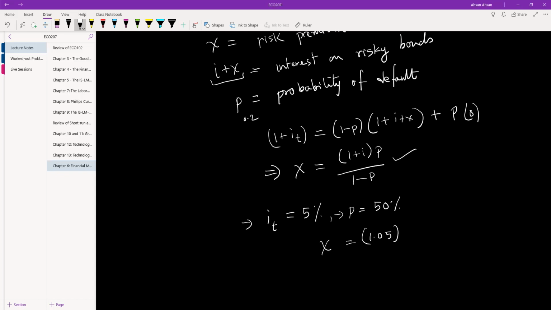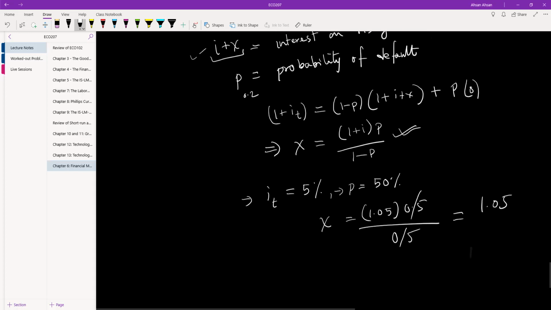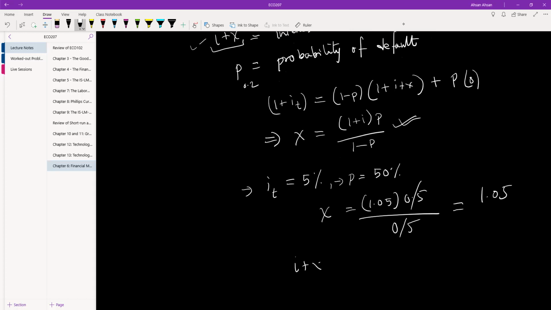Hold on, I just need to check a few things. So where did the equation go? Right, this equation. So P is 0.5, divided by 1 minus P, also 0.5. So the risk premium is 1.05. So what will be the interest on this risky bond that you're trying to buy? I plus X is equal to 0.05 plus 1.05, which is 1.10, which is effectively 110%.